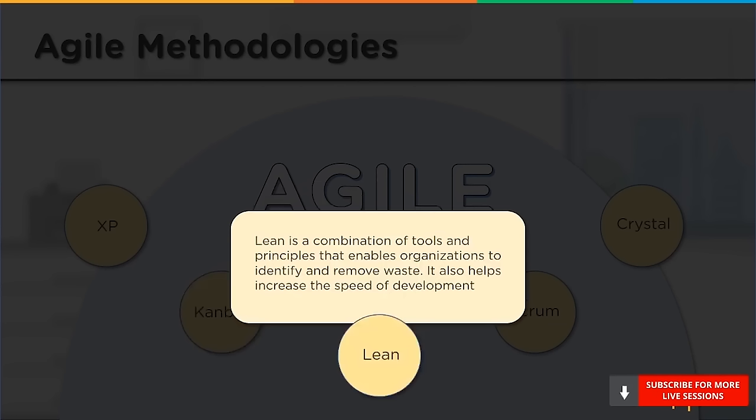Next up, we have Lean. Lean provides a set of tools and services that focuses on identifying and removing waste, so that the speed of the process development can be improved. With Lean, waste is minimized and value to the customer is maximized. The principles of Lean can be applied to any sector which is liable to produce waste.